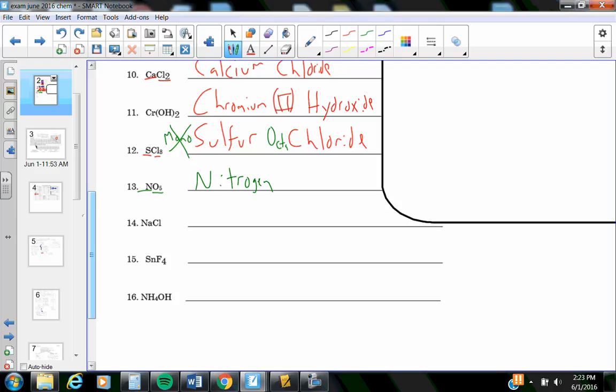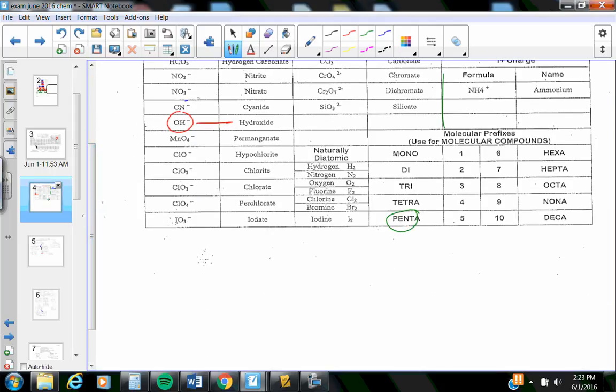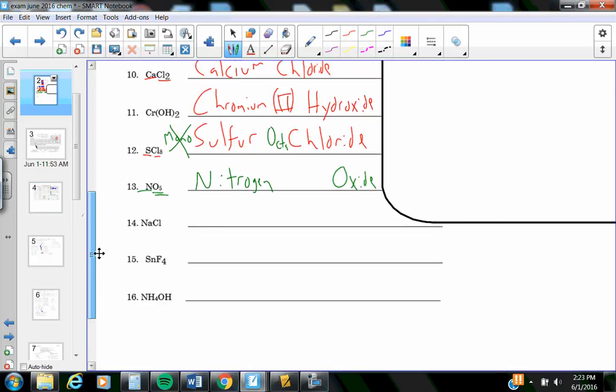Next thing is make it end with "-ide," so it's oxide instead of oxygen. And there's 5 of them. I can't remember what the prefix is. There it is. Penta, 5. Nitrogen pentaoxide, or simply pentoxide. Here's a familiar one. It's a metal tied to a nonmetal. Sodium chloride. No prefixes necessary since it's ionic. There's only one way it can go together based on its charges.